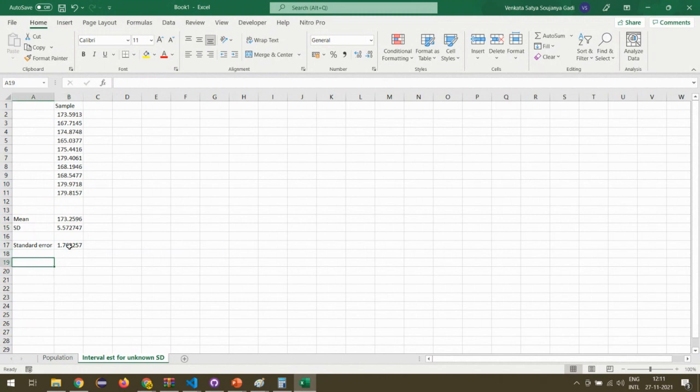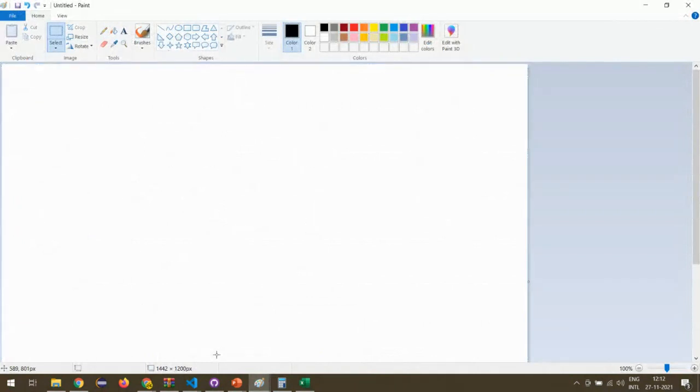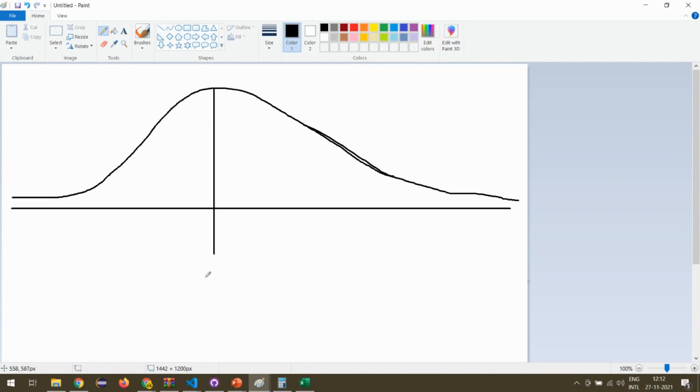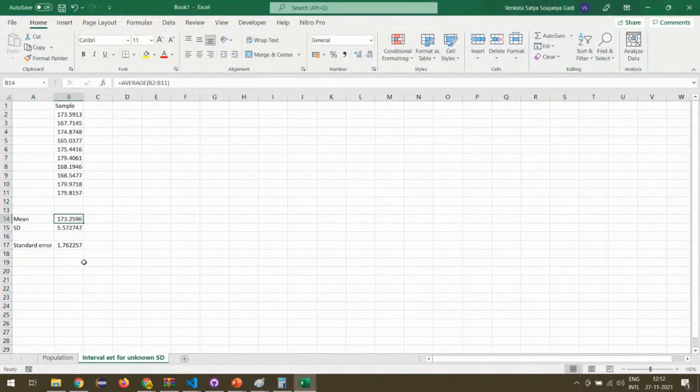So we have the standard error, and let us say we want to do it with Z and then with T, so that we understand the difference. So let's say this is the curve. Let's use the same curve for T and the normal distribution because it's just a symbolic way of understanding. So this is the mean.